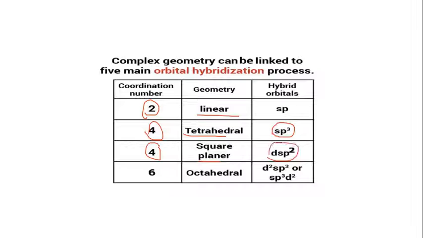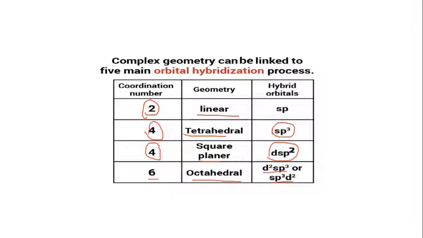hybridization as dsp2. Then coming to coordination number 6, whenever you have coordination number 6, you have the geometry as octahedral. So octahedral geometry can exhibit two types of hybridizations. One is d2sp3 and the other one is sp3d2.